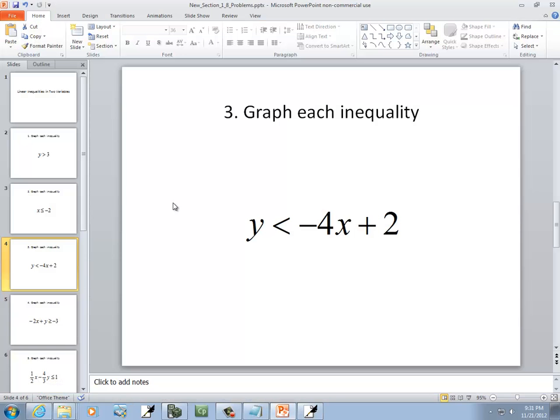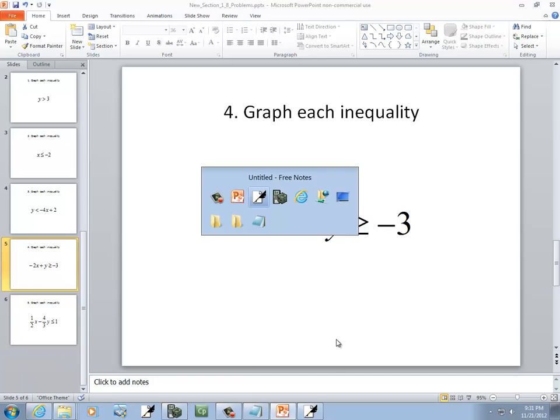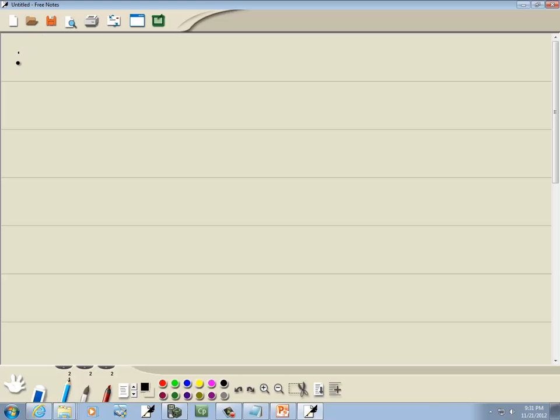Let's look at our next problem. I'll first do it by hand, and then I'll use the calculator.